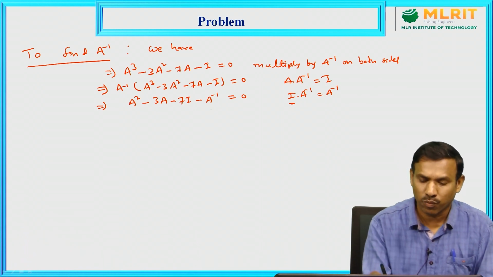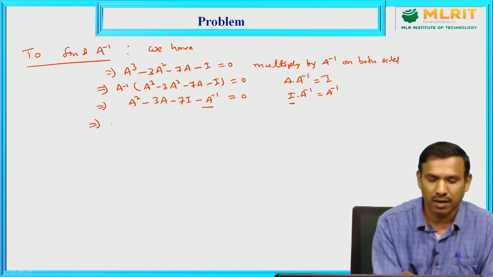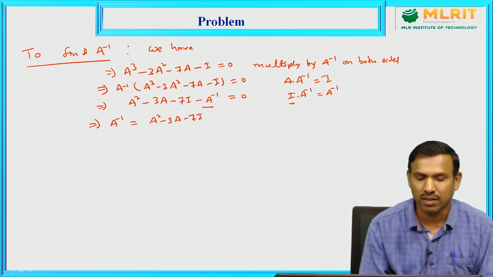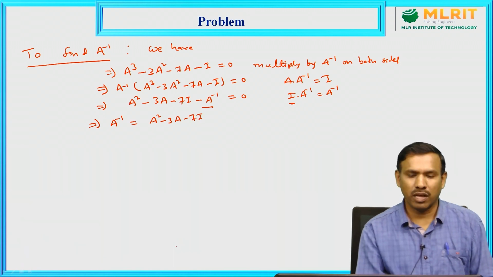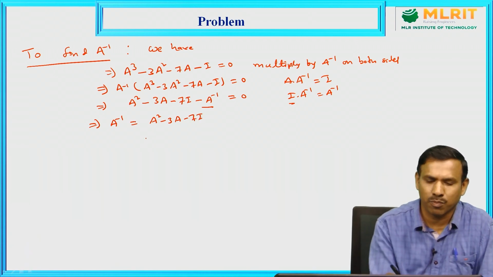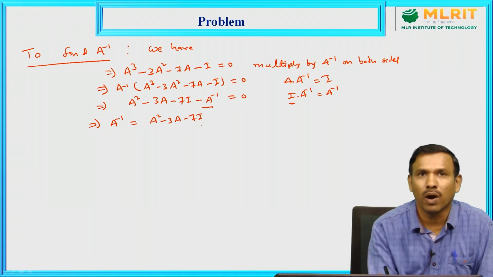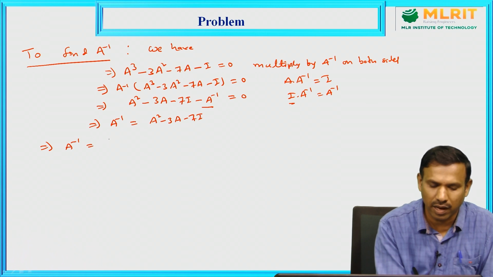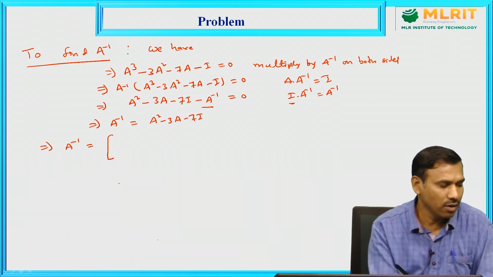So from this, what do I want? A inverse I want, right. A inverse is equal to, taking the other terms to the other side, A square minus 3A minus 7I. Okay, this is A inverse. Then we can easily find A inverse, because we have A square, A value, and the identity matrix. In the previous problem, we have done the A square value.